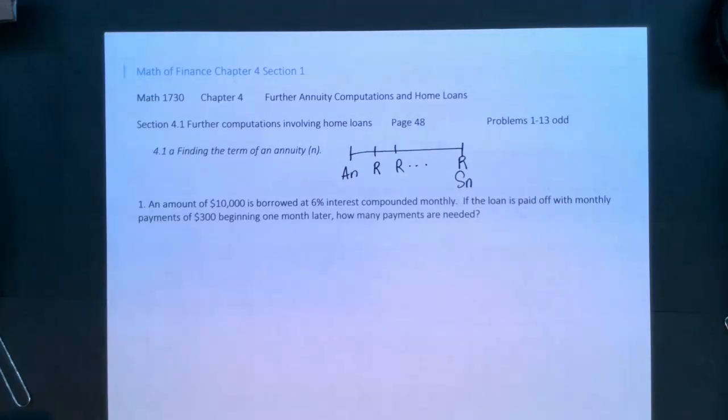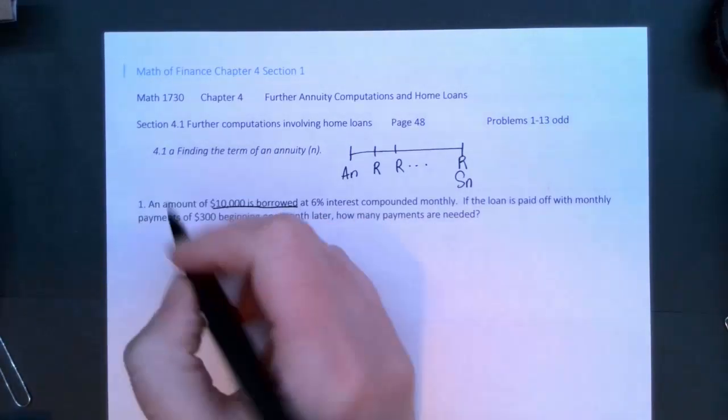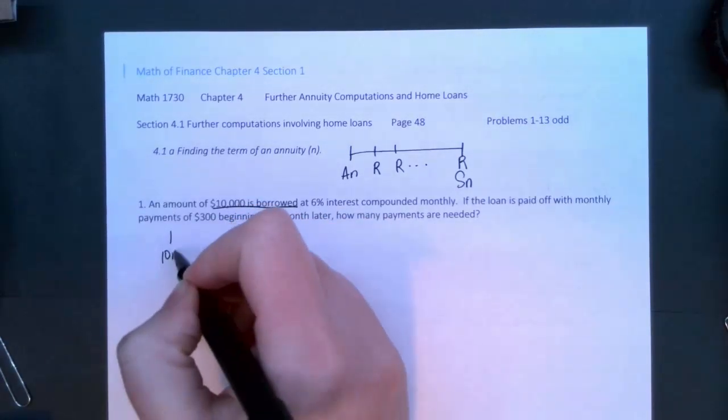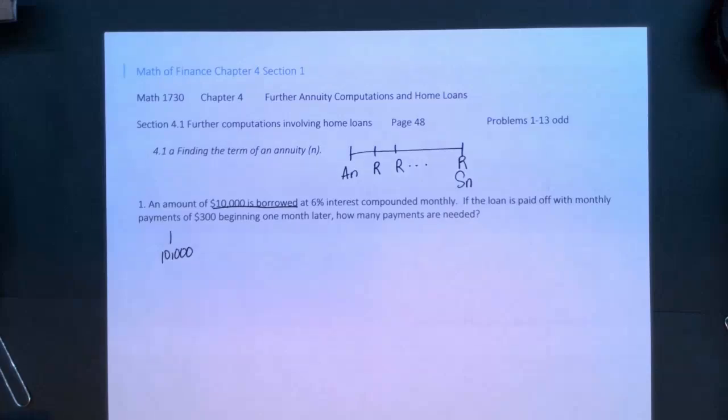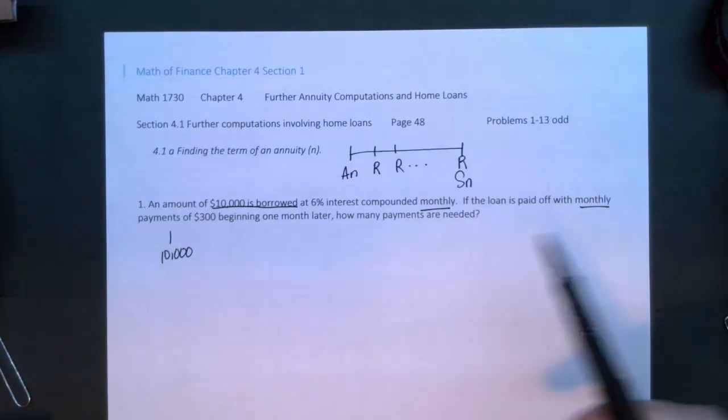Okay. So in example 1, an amount of $10,000 is borrowed at 6% interest compounded monthly. So right here, this is borrowed. Because it's borrowed, it's at the beginning. So we already know that. And then it's monthly. Okay, and if the loan is paid off with monthly payments, so here they match. Not a 3-4 problem because they match.